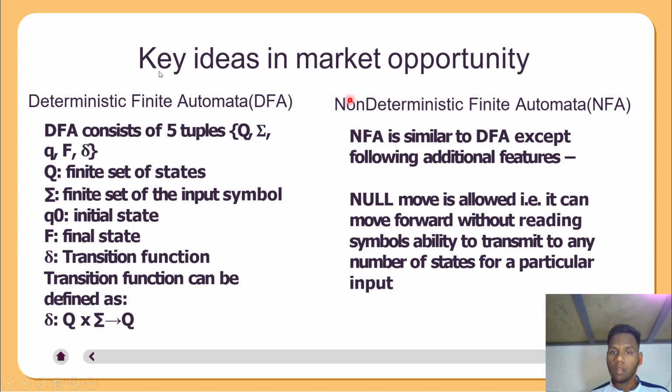And here we can talk about non-deterministic finite automata, NFA. Like deterministic finite automata, we can abbreviate it as DFA, and non-deterministic finite automata, we can abbreviate it as NFA. NFA is similar to DFA, except for the following additional features. Null move is allowed, that is, it can move forward without needing a symbol. It has the ability to transition to any number of states for a particular input.